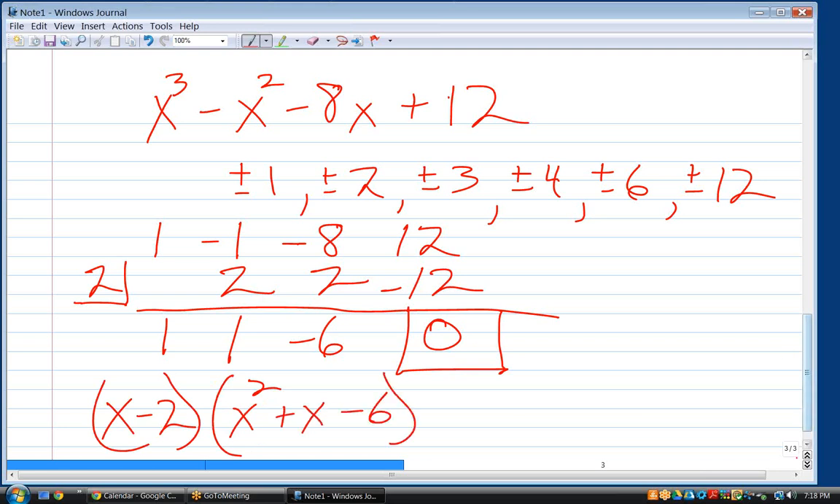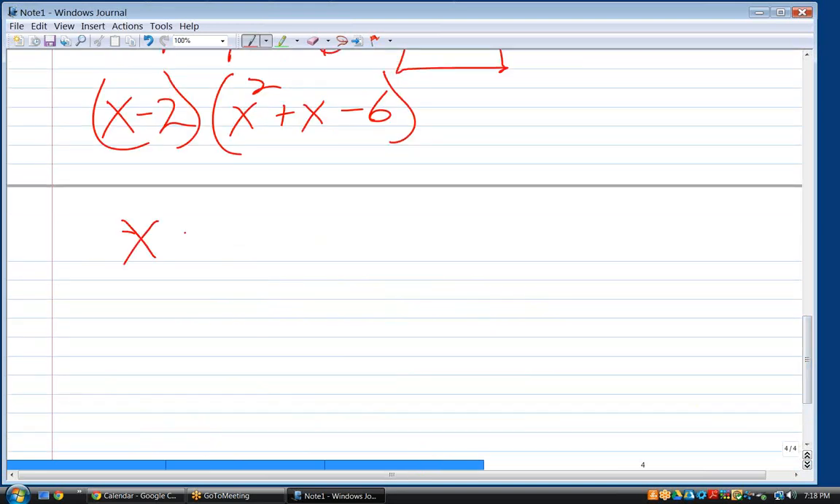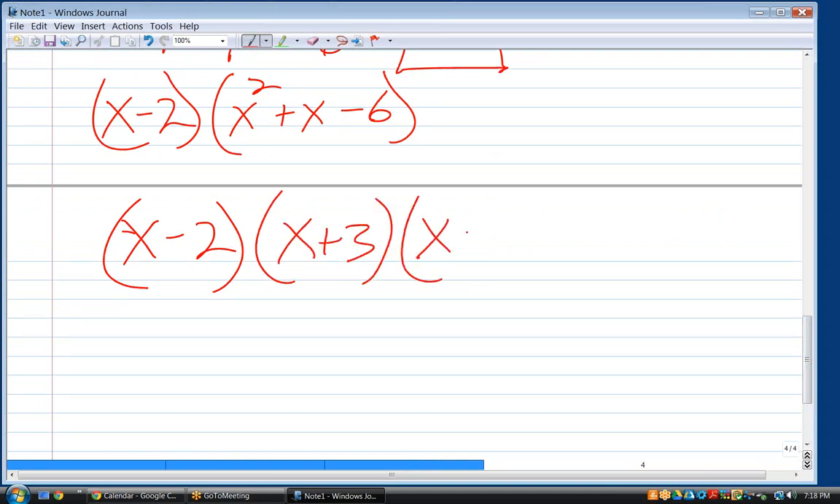And then factor that for me. x minus 2, x squared plus 3 times x minus 2. That produces that middle term. So what are my solutions? 2 and 3. 2 and -3.